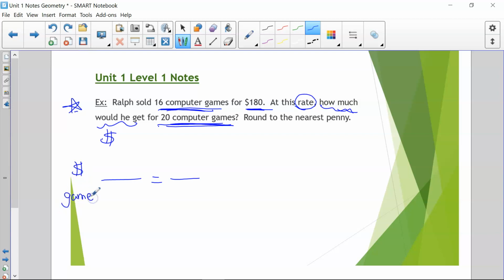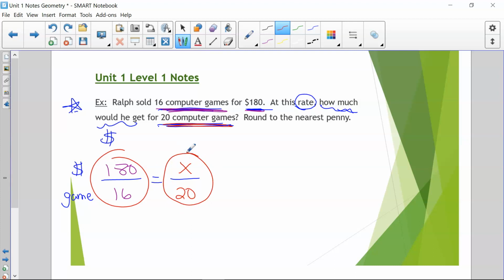And since these are 2 equal fractions, we have to make sure that we set up the fractions equally. So the first one, we have 16 computer games for $180. So here's our rate. At this rate, how much would he get for 20 computer games? So we do not know the unknown price, but we know that he wants to know how much he would get for 20 of them. So we know that money to games here is equal to our known money to games here.